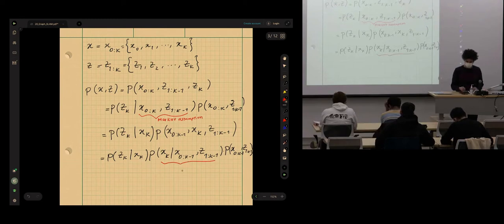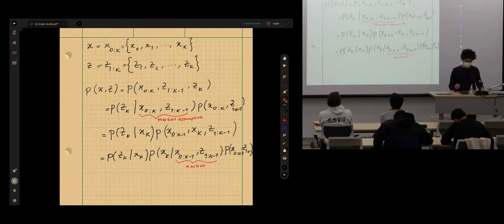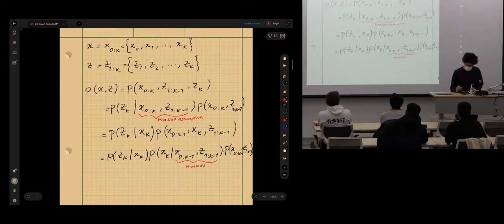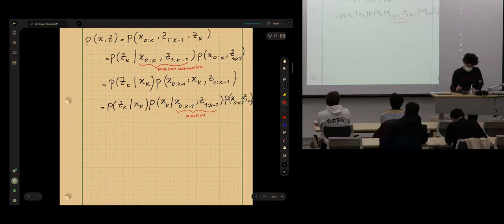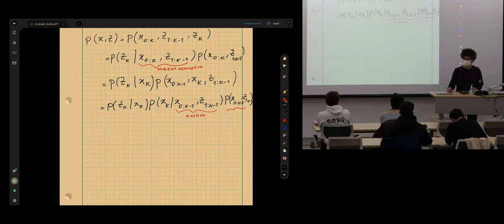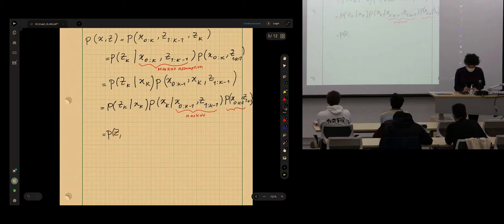So one more time, we can apply the Markov assumption. Given the state at time step k minus 1, we do not need the rest of the variables. Of course, you also recognize this is just the joint distribution at the previous time step. So altogether, we will have the likelihood model times a transition model, which we recognize as the motion model.